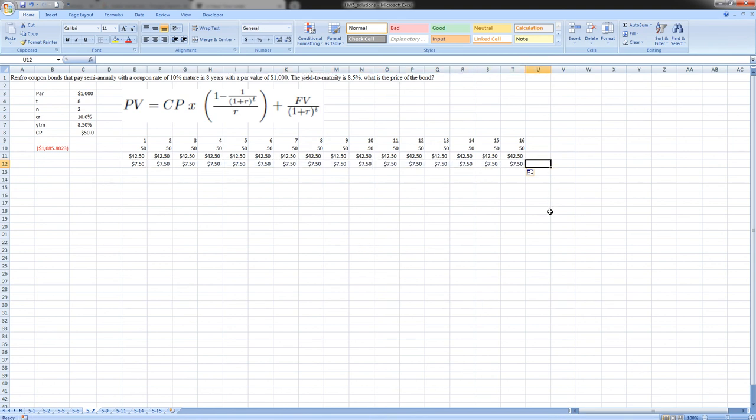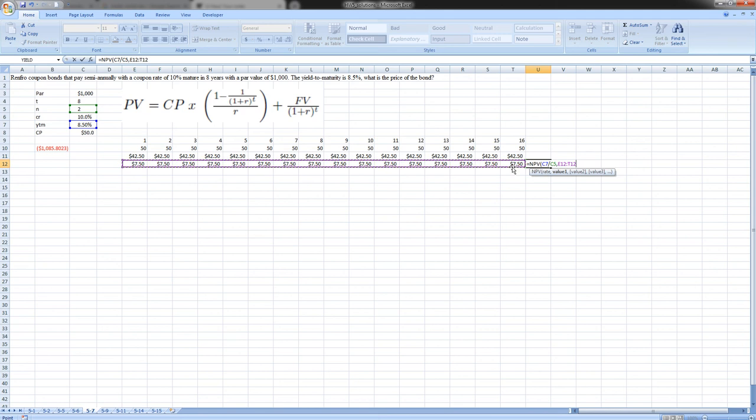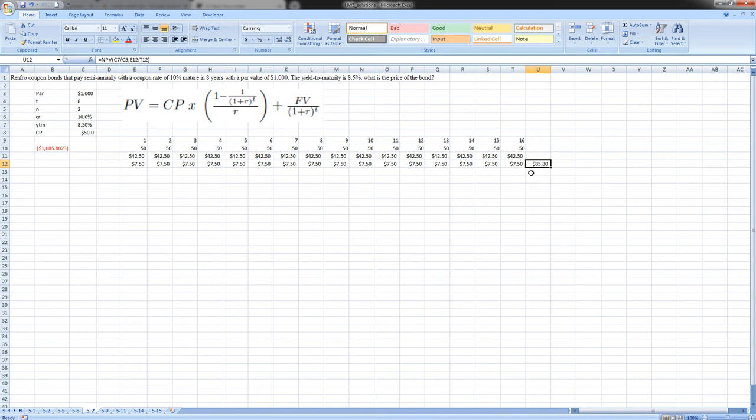Now what we can do is use the NPV function. So we know again the rate, and we have to account for subperiods. And notice here that our amount comes out to $85.80. If we add the par value to this, we now get the exact same value for our bond.